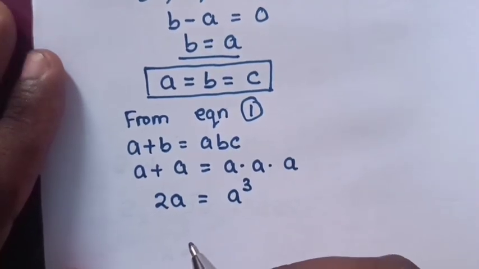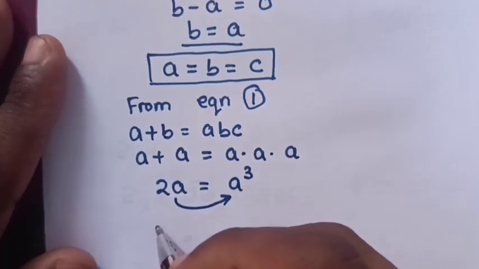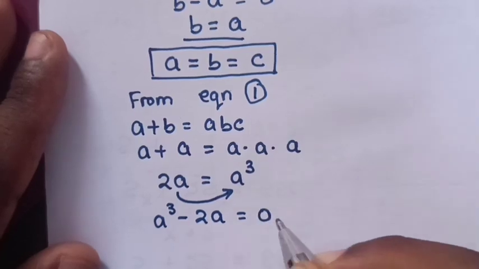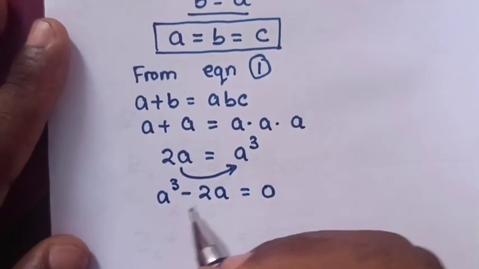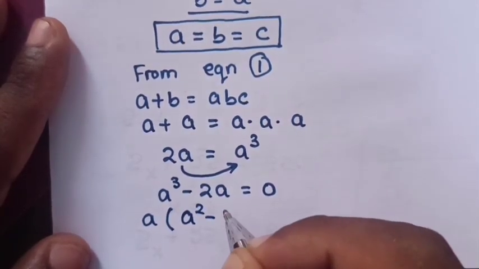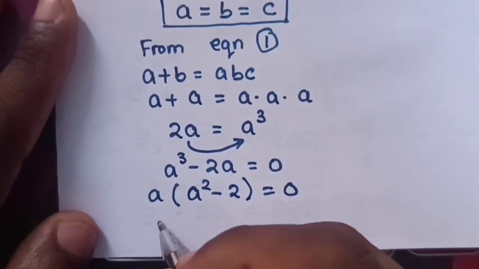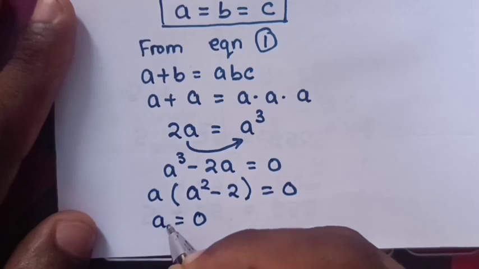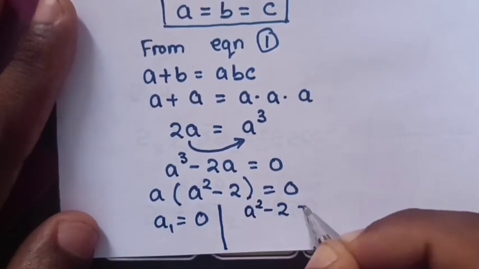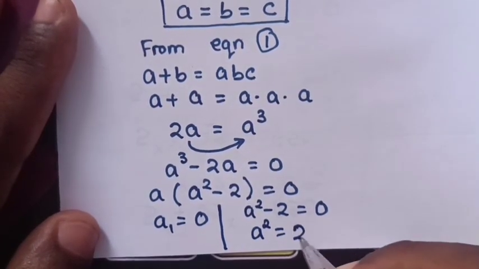Then we take 2a to the right side. So it will be a cube, or a power 3, minus 2a is equals to 0. Now here a is common. We take a out of bracket. A times (a square minus 2) is equals to 0. Now we have two choices. A is equals to 0, which is a1, and a square minus 2 is equals to 0. So a square is equals to 2.